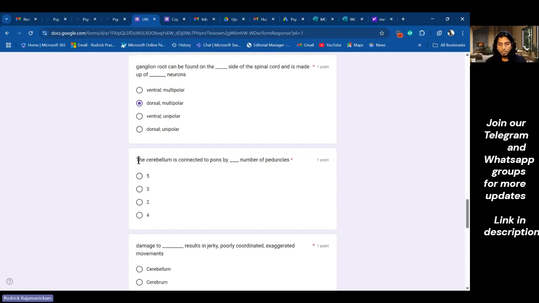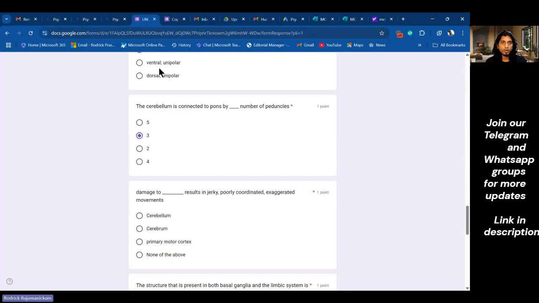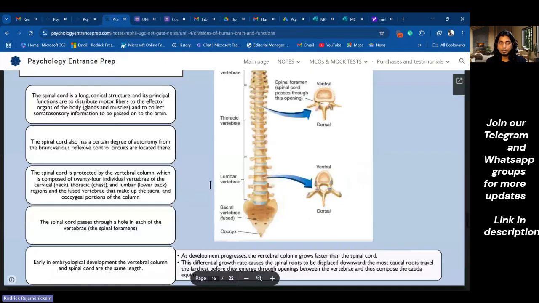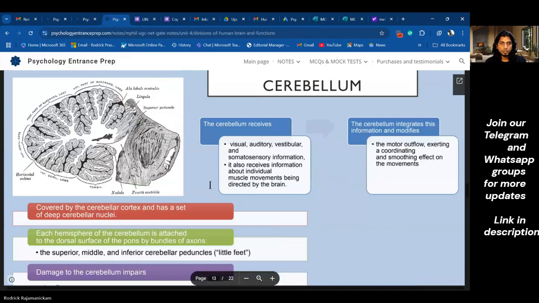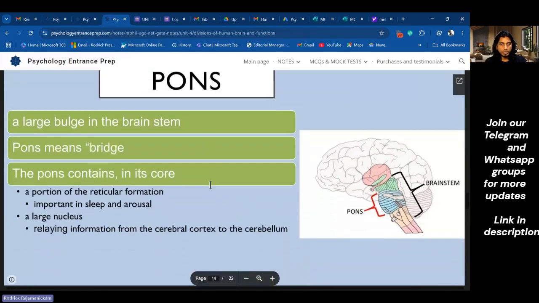Now, the cerebellum, which is called like a little brain, is connected to the pons, on the opposite side of the cerebellum, by a set of strips of axons, you could say. They are called peduncles because they look like little feet. I could never find that in the pictures, but they're called peduncles. So there are three pairs of peduncles. All right. We have a picture of it.